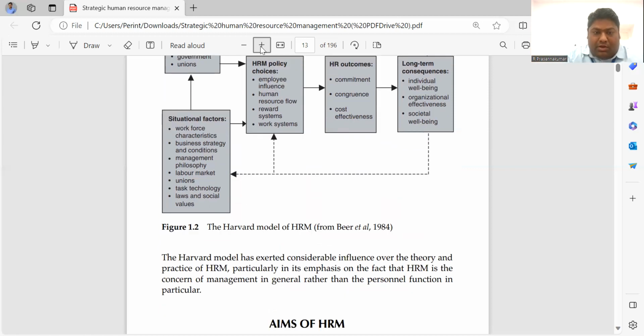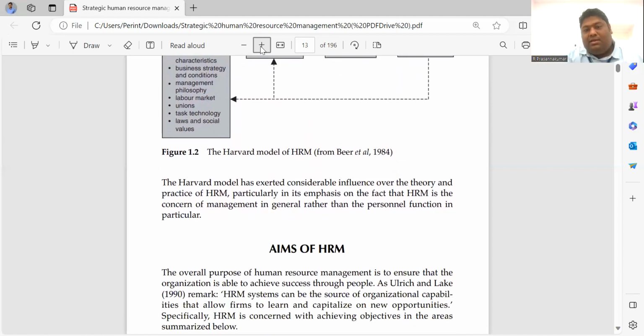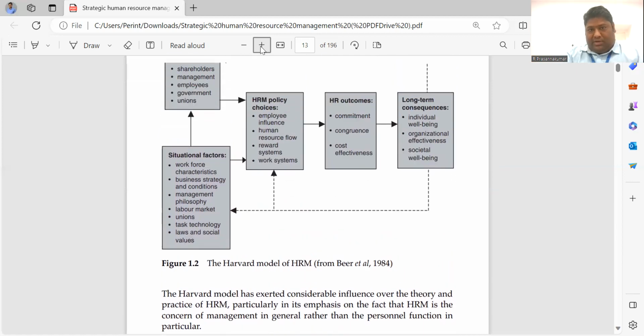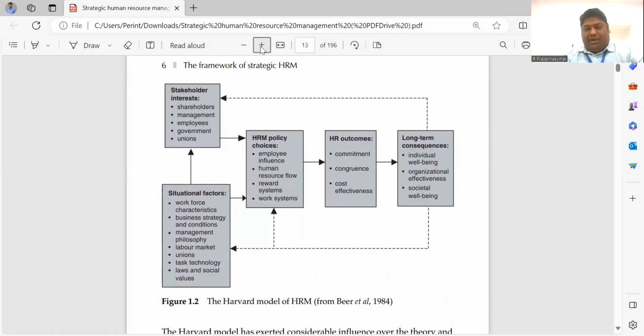So the Harvard model has extended considerable influence over the theory and HR practices, and particularly emphasizes HRM as a concern of management in general rather than a professional function of a particular department. So these are the theories we can see above. This is prepared by the Harvard Business School model. We know that Harvard Business School, St. James Business Schools, these are the most eminent business schools we have around the world.